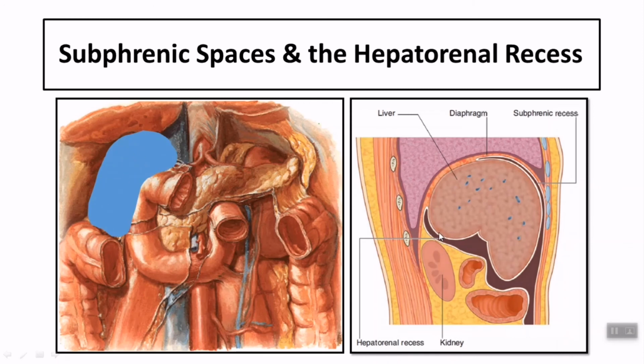What is the importance of these spaces, the subphrenic spaces and the hepatorenal space? There is continuity between them and the paracolic gutter downward.